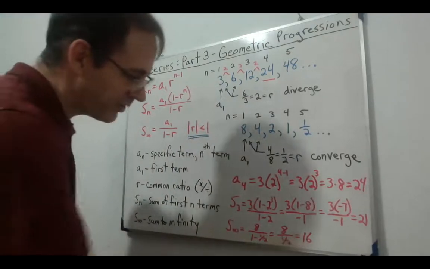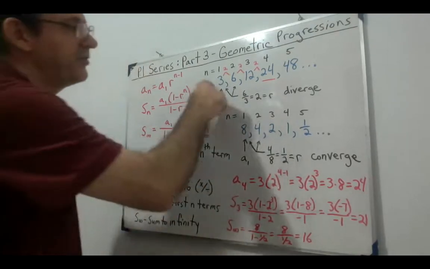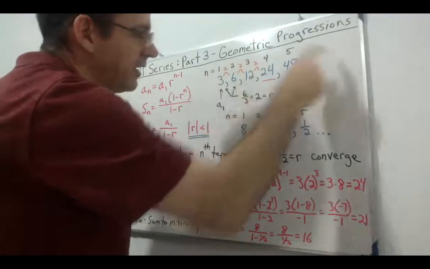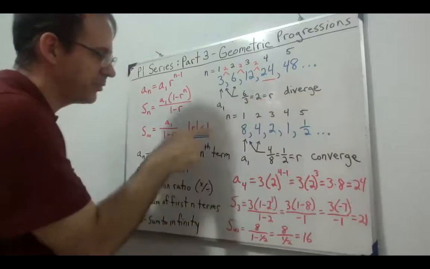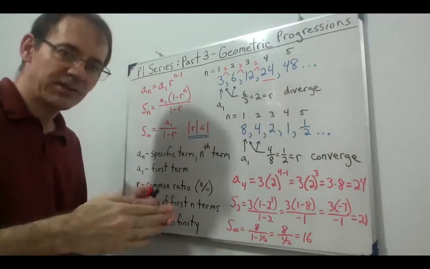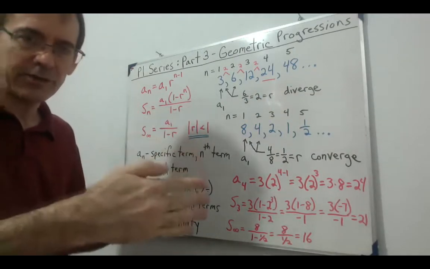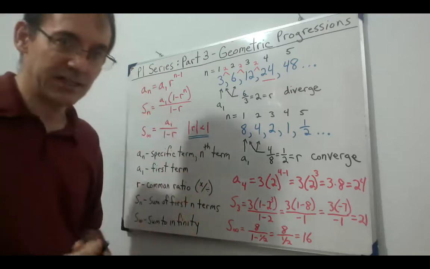Then if we want to do the sum to infinity, we cannot do the sum to infinity for this series up here because it diverges. Our ratio is greater than 1. Obviously, if you multiply by a number greater than 1, it continues to get bigger.